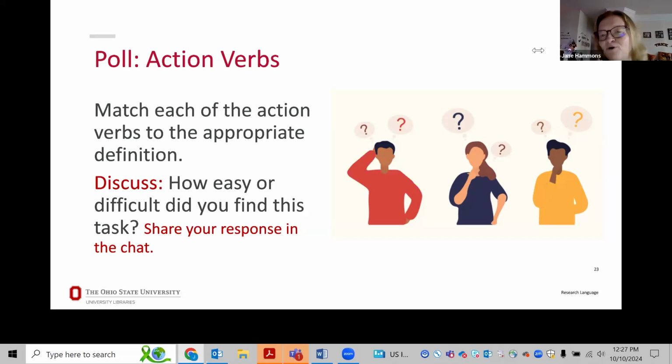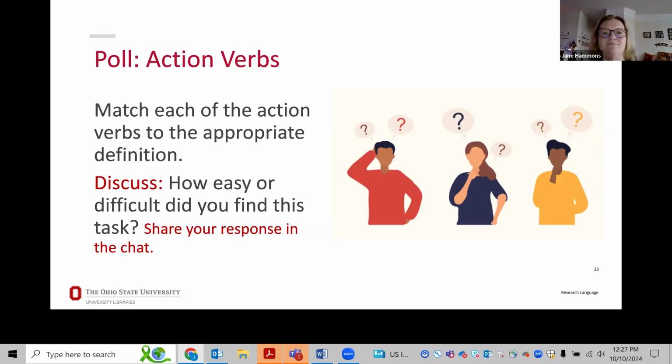So I'm going to go ahead and launch this poll, and this is a matching poll. This is the first time I've used a matching poll, so we'll see how well this works as well. But we're going to go back here. And the goal of this is going to be for you to match the verb with the descriptions or the action that you would actually want to take. All right, so I'm going to launch this poll here.